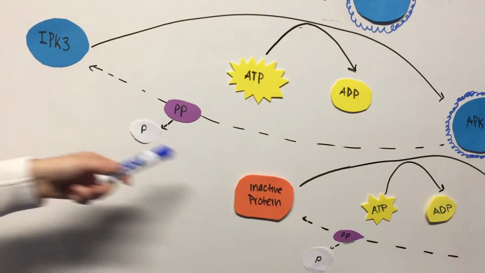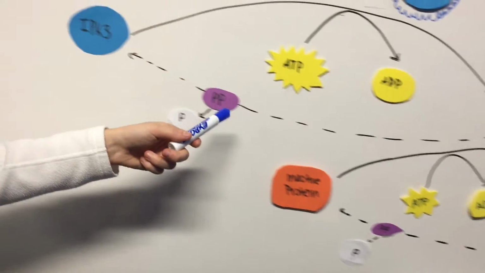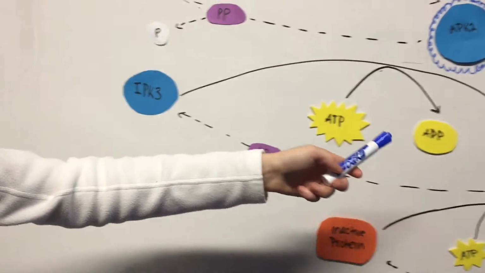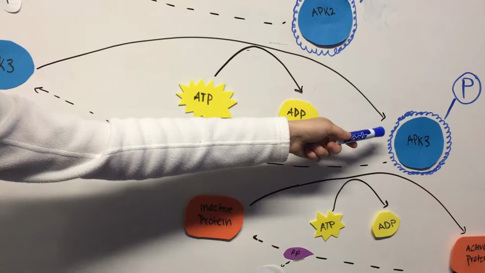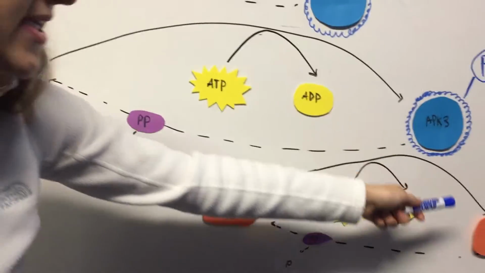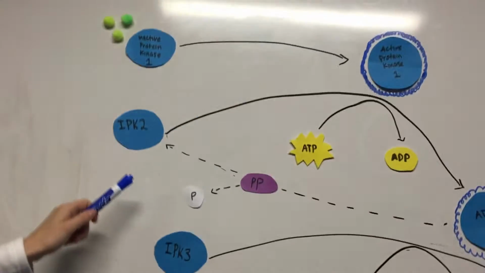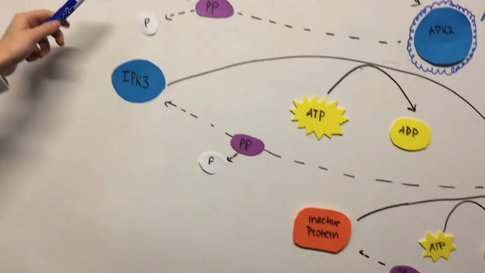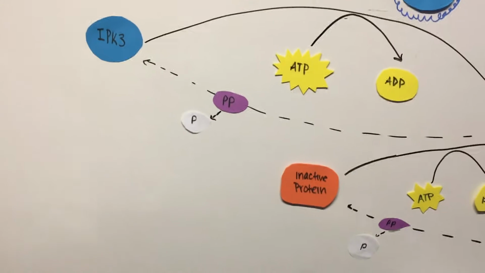After each of these occur, a phosphatase takes a phosphate off, which then inactivates the active protein kinases and the active proteins. This then allows for the process to occur again as they are inactive.